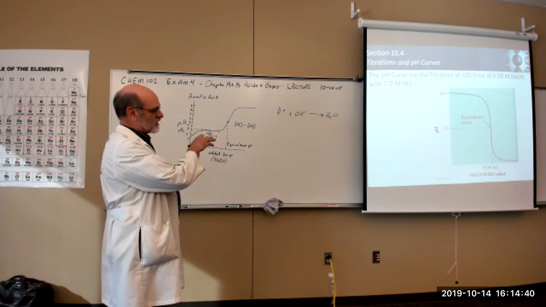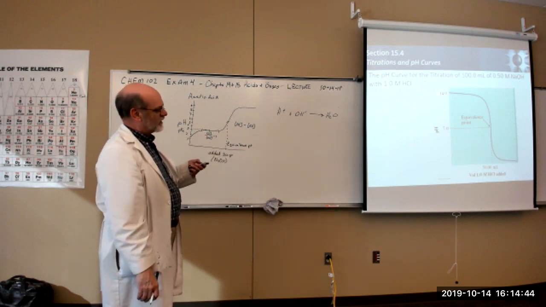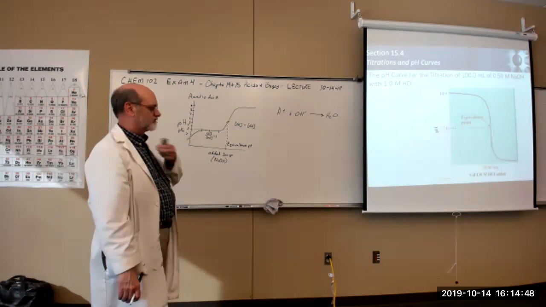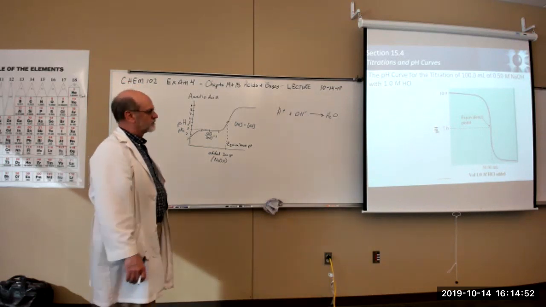Similarly, the titration curve would be reversed. If you started off with a base, you're going to be high. And then as you add acid, it comes back down. So they're kind of like mirror images.